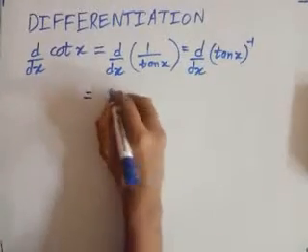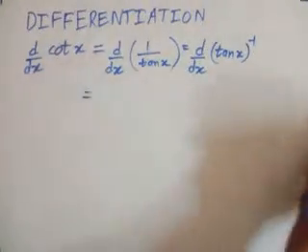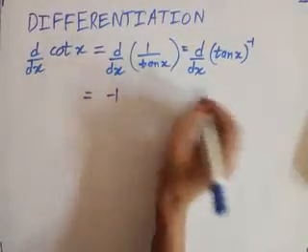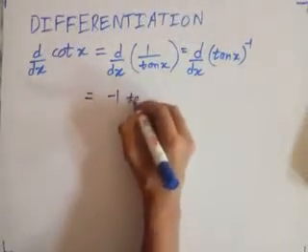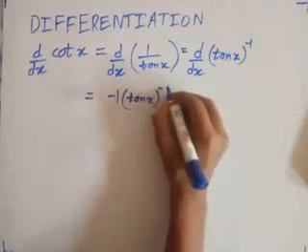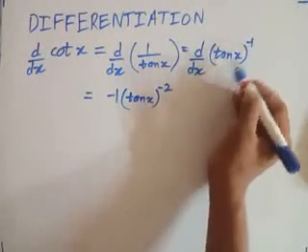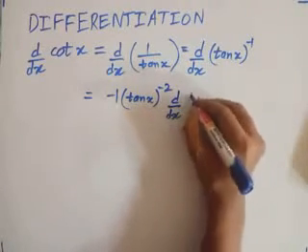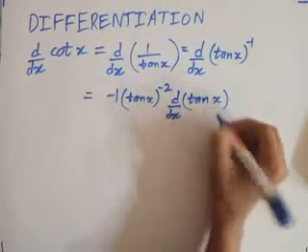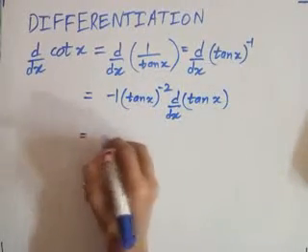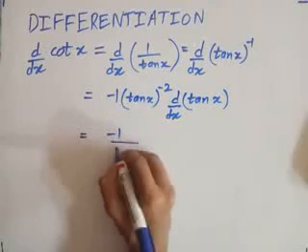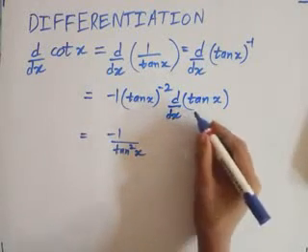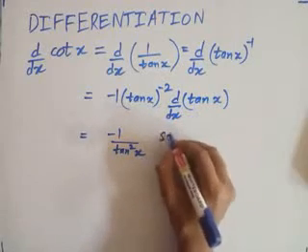And now I'm going to use the chain rule. So I can treat this as x raised to minus 1 first. So I'm using the chain rule here. So minus 1 times tan x raised to minus 2, because I have to subtract 1 from the power. And now using the chain rule, times the derivative of tan of x. This I can rewrite again as 1 upon tan square of x, and as we have seen before, the derivative of tan of x is sec square x.